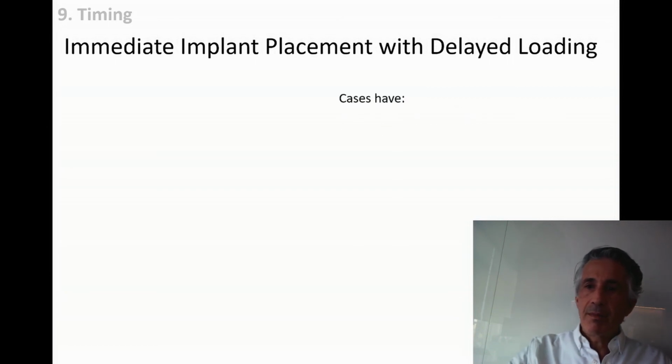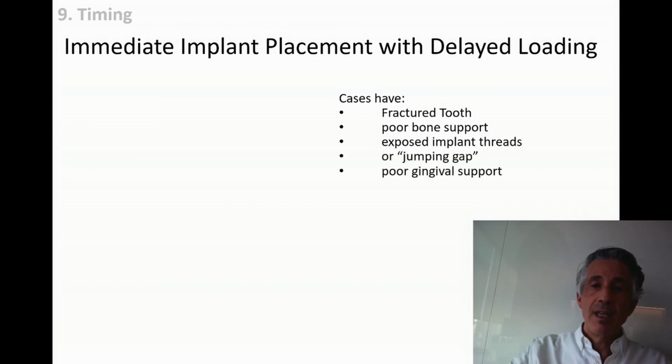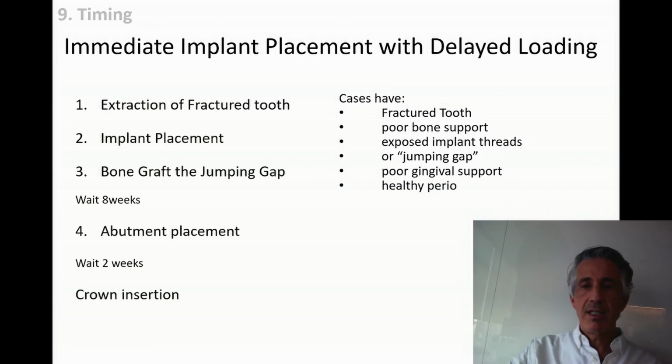Sometimes you'll have a scenario where you're immediately placing an implant, but you're delaying the load. So this is a case where you have a fractured tooth. You use the same hockey puck, but there's good bone, and the timing is right. You might have some exposed threads or a jumping gap, and some gingiva that you want to maintain, but there's good perio. So in these cases, for example, the hockey puck smacks the front tooth, you see the patient right away, and there's good bone. So you take the tooth out, place the implant.